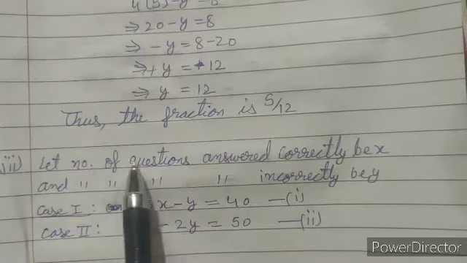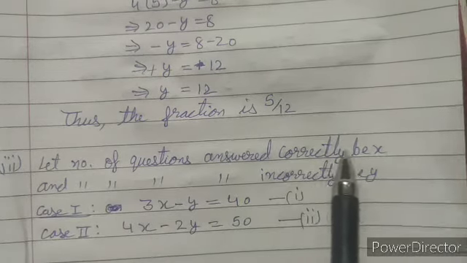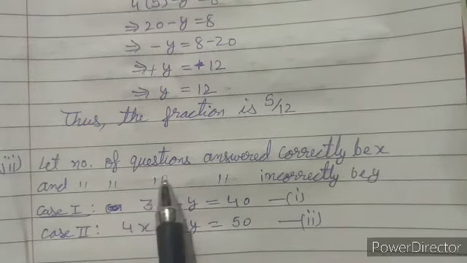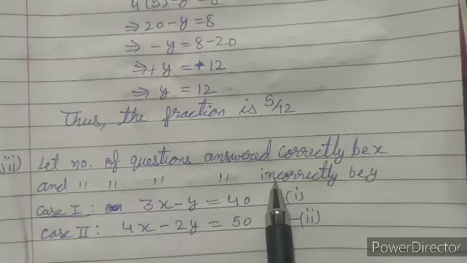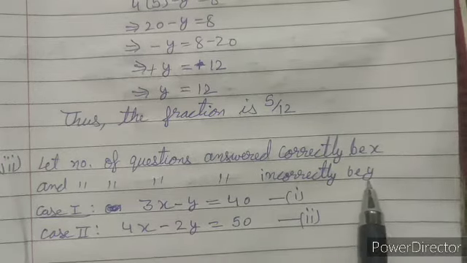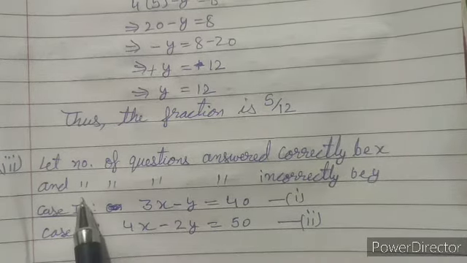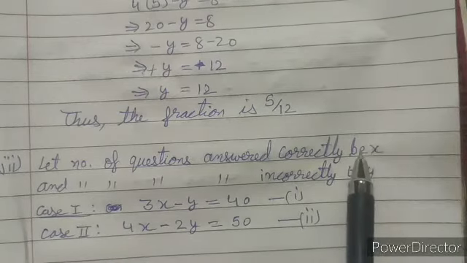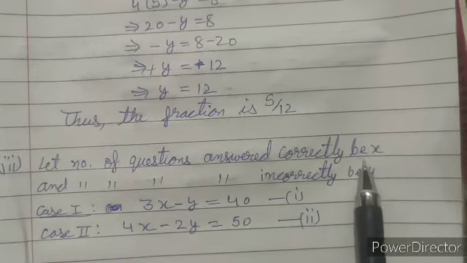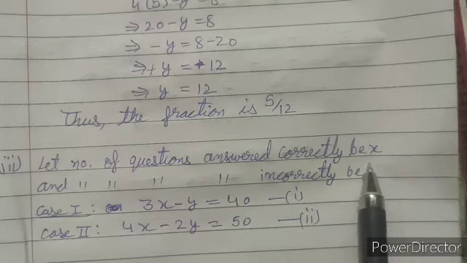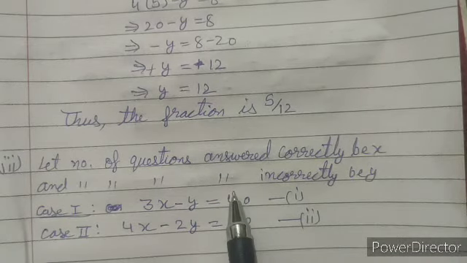On taking the number of questions answered correctly as x and the number of questions answered incorrectly as y. In case first, he is saying that he gets 3 marks for each right answer and 1 mark is deducted for each wrong answer, then he gets 40 marks.